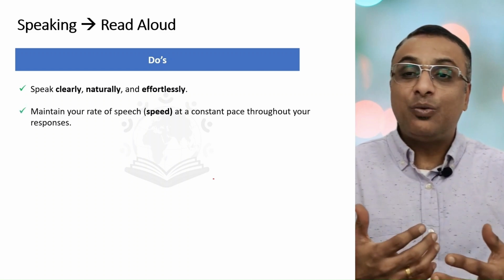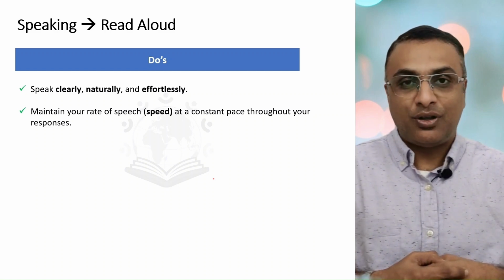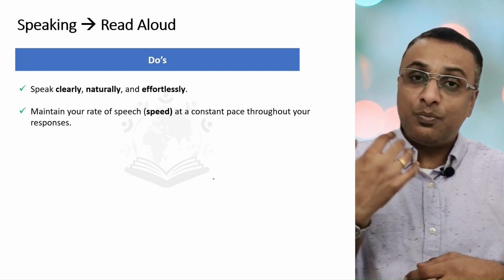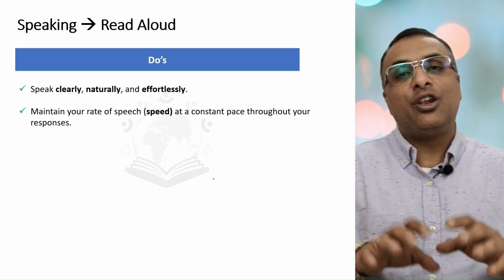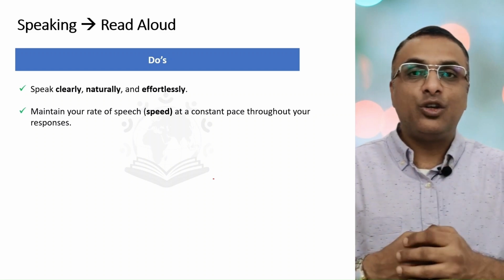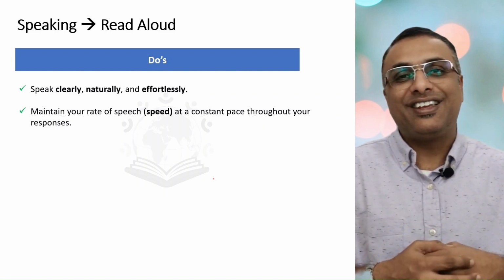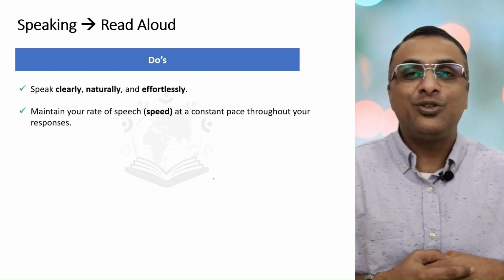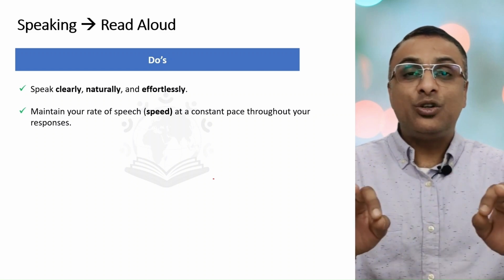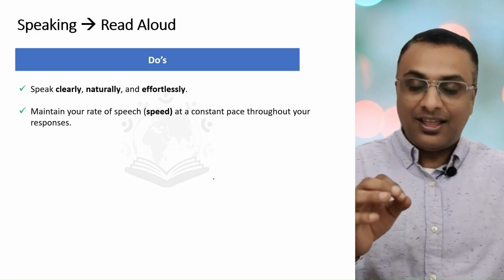Next thing, you need to maintain your rate of speech at a constant pace throughout your response. The speed at which you're speaking, that is what I'm talking about. If you speak very fast, PTE software will not be able to understand whatever you're speaking, hence it will start reducing marks. On the other hand, if you speak very slow, PTE software will think that this person is hesitating to speak and again it will start reducing marks. Instead, you need to speak at a moderate pace or speed. That is one more thing.